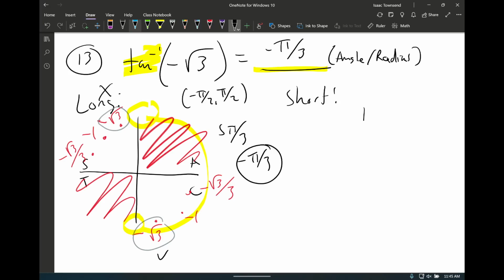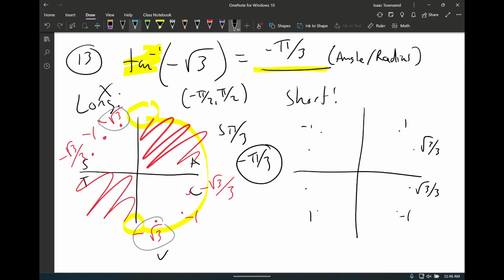You can save a lot of that time though. The shorter version is if you just memorize in the middle of each quadrant is either 1 or -1. By the x-axis is square root of 3 over 3 or negative square root of 3 over 3, depending on the quadrant. And the ones by the y-axis are square root of 3 or negative square root of 3. You can go straight to these two locations, and then after that it should be the same.